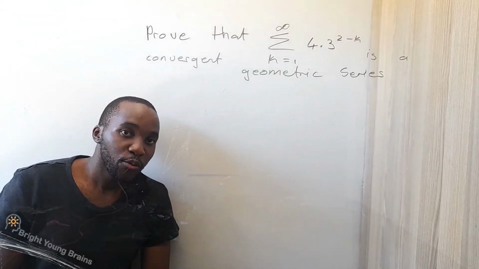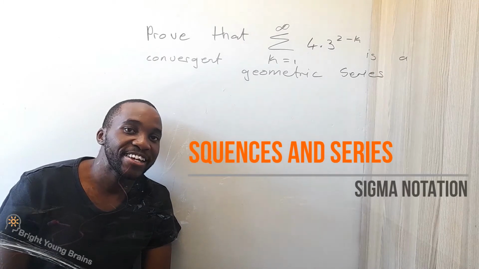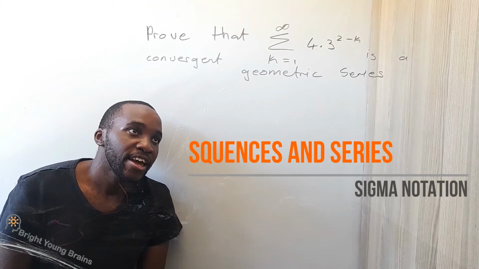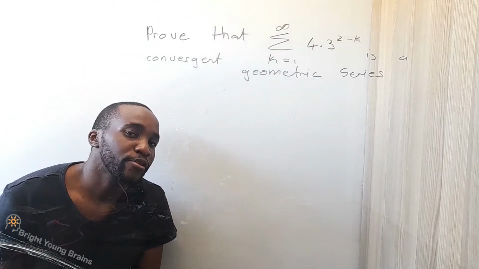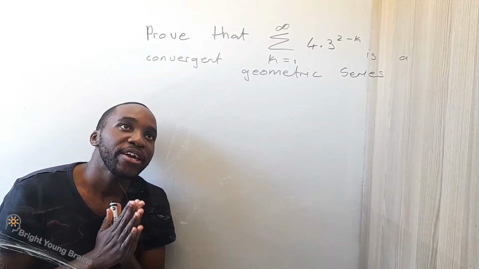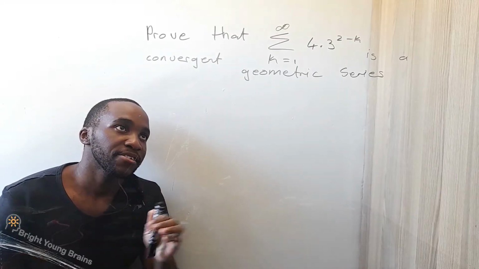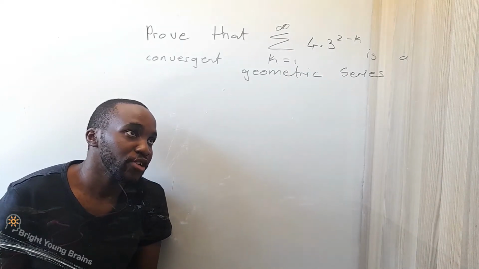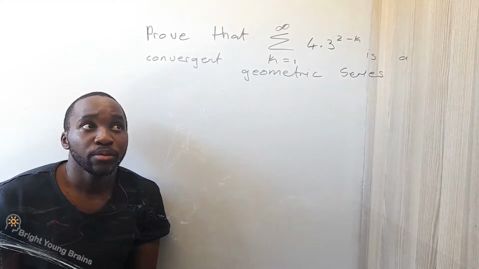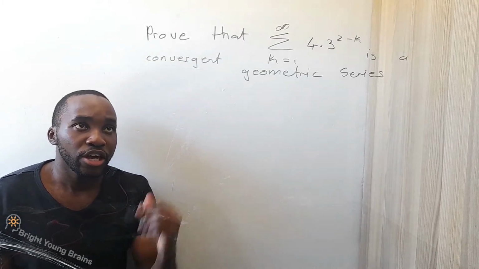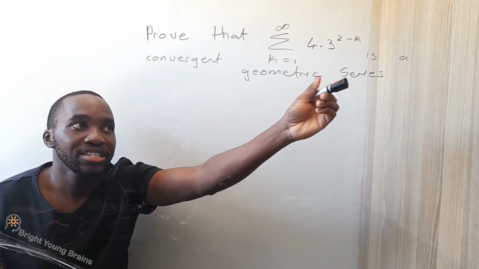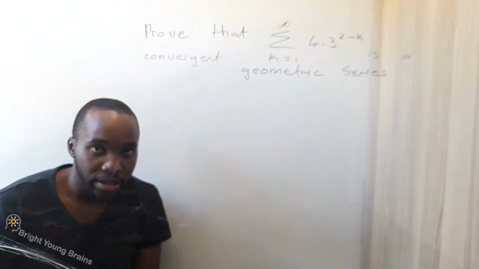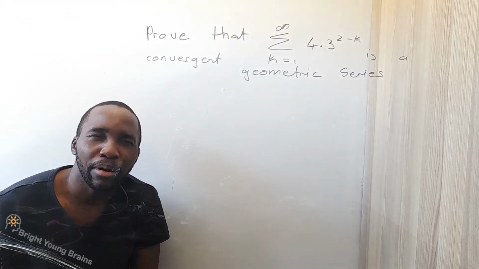In this video, we are working on sequences and series, specifically a question on sigma notation and a geometric series referring to convergence. We have to prove that this expression here is a convergent geometric series. So the big idea is whenever you are dealing with a convergent geometric series, there is one particular thing that you need to be able to remember.